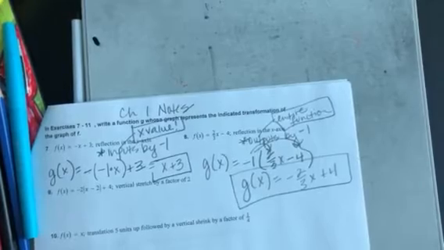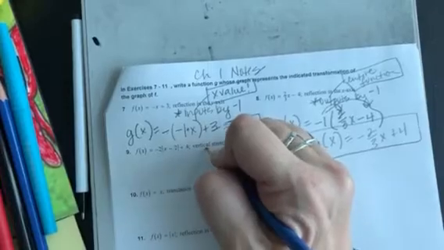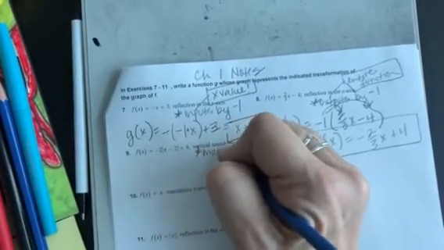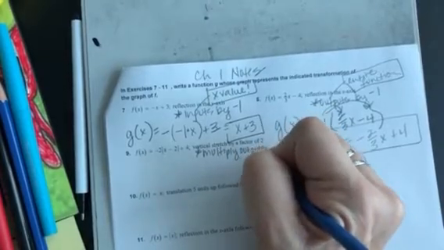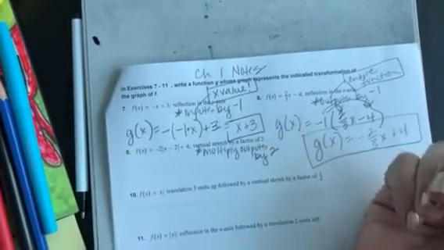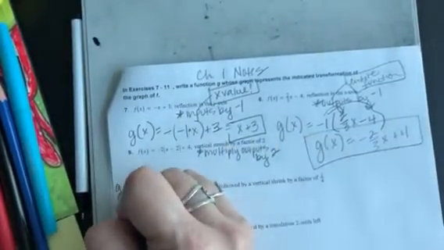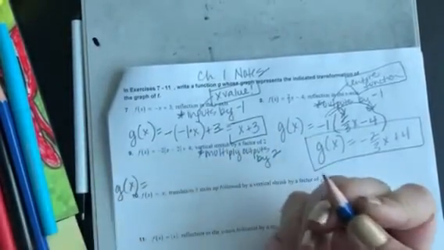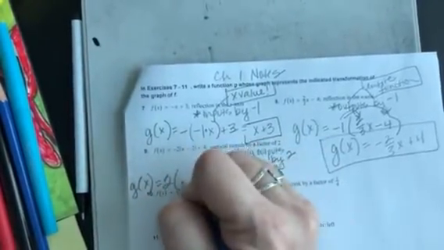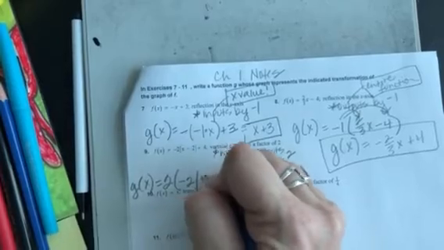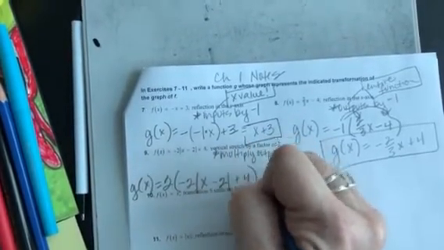Okay. Now, number 9. Number 9 is a vertical stretch. Vertical stretches, we multiply outputs by 2. That means the whole function needs to get doubled. And this one's got a little bit of a funky thing that happens. G of x is going to be, so I've got to double my entire function. So I'm going to put a 2 out here, and then inside I still have this 2 times the absolute value of x minus 2, close that up, plus 4.